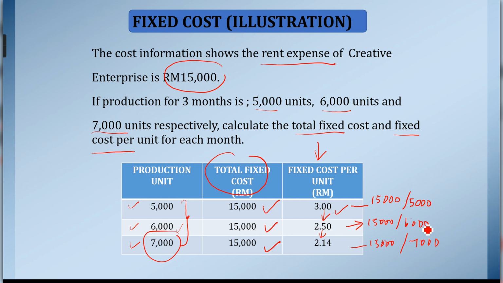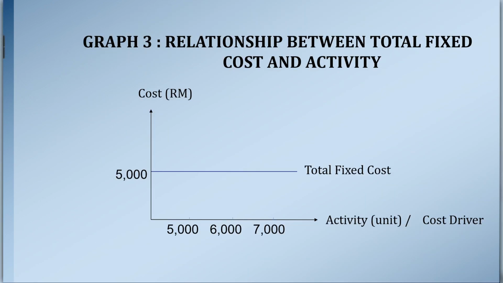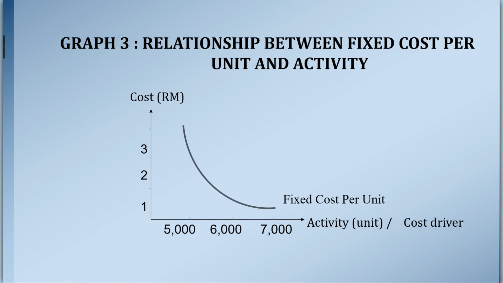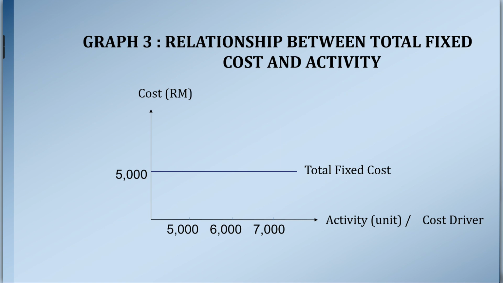7,000 unit. So as you can see here, the total fixed cost remains the same, but the fixed cost per unit will decrease when you increase the level of activity or the production unit. Okay, so when the level of activity increases, automatically the fixed cost per unit will decrease. Okay, so that is for fixed cost. Next we are going to see the relationship between total fixed cost and activity. Okay, so yang ni ialah graph on total fixed cost. Okay, so you boleh tengok kat sini.